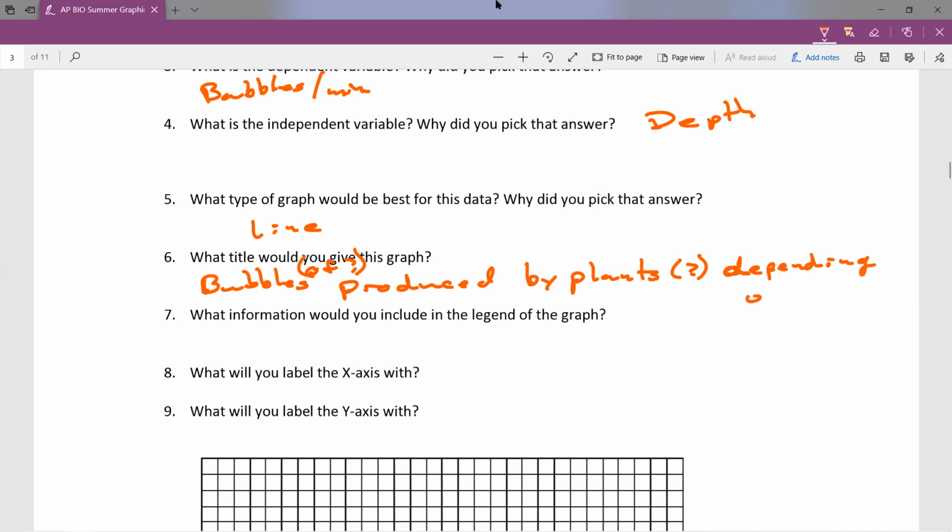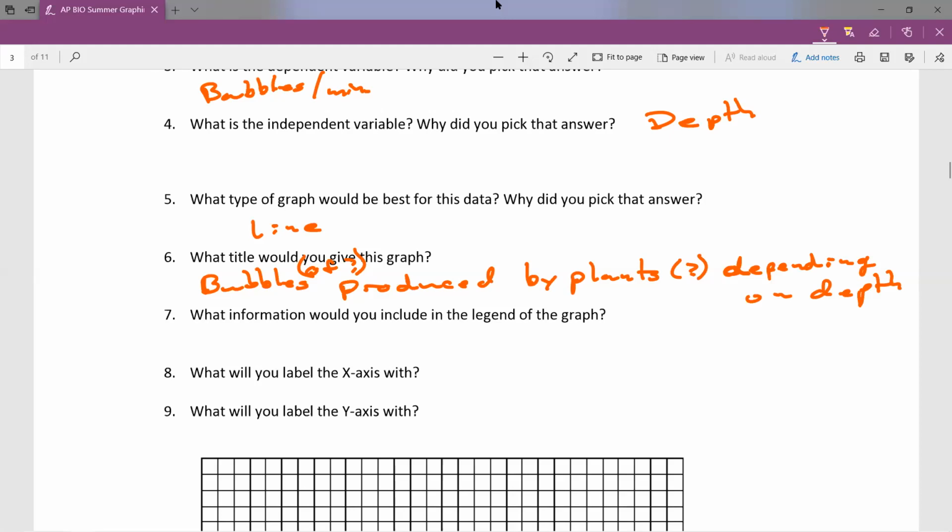Depending on depth. If we had more information, we could put it in there. If we had the information, it might be bubbles of oxygen produced by Elodea, which is just a kind of aquarium plant, when exposed to light at different depths or something like that, but we don't have that information. So what would you include in the legend of this graph?